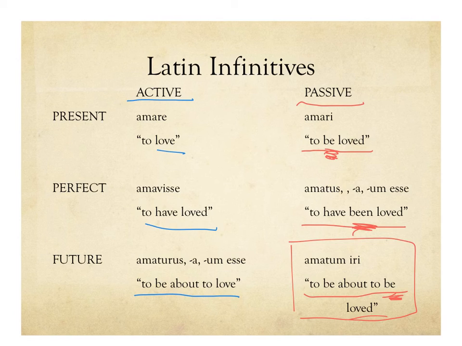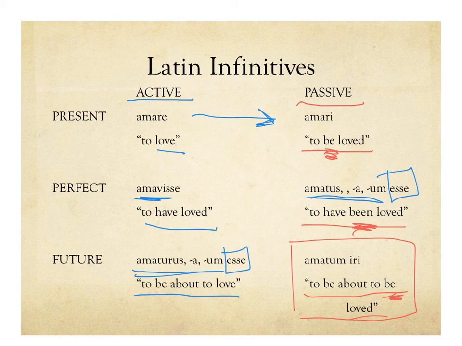Okay? You can see that these forms, if we look at the forms of the infinitive, they look pretty similar. You can see amare and amari, right, are not so different. They differ by one letter. You can see that amavisse, right, this is our third principal part. And you can see that this is our fourth principal part, and really it looks a lot like the perfect passive of the verb. It's just that we have esse here instead of a conjugated form of the verb to be. And you can see that the future infinitive is that future participle plus a form of the verb to be. So in some ways, these are kind of logical creations from the participles and the principal parts that we already know. But let's look at it a little more closely.